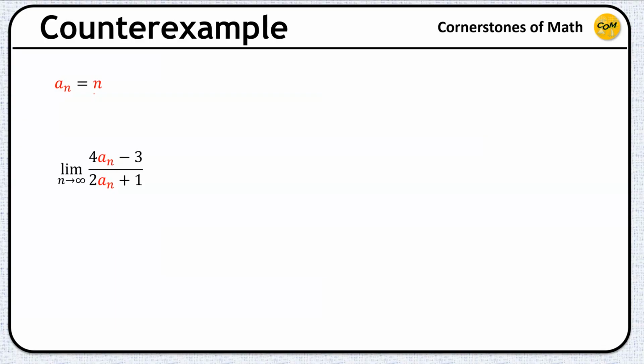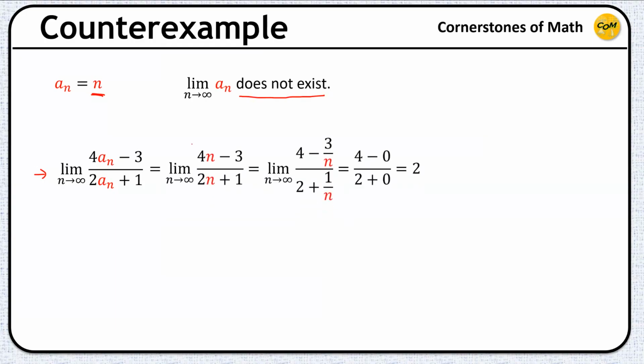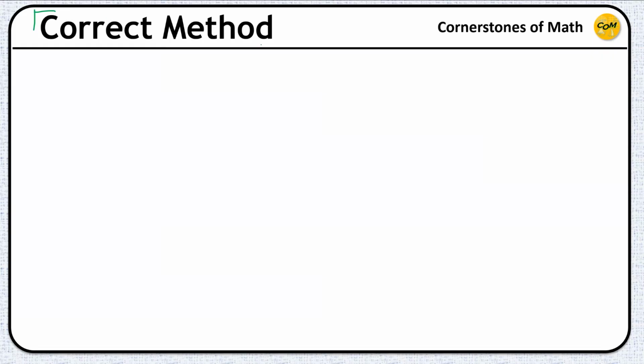If an equals just n, and you consider the limit of the same rational expression, you can easily realize that the limit of an does not exist, but the limit of (4an minus 3) over (2an plus 1) exists, which gives the value 2. So what is the logically correct way to solve this problem? The correct method.